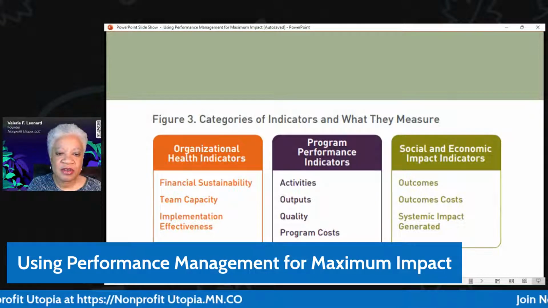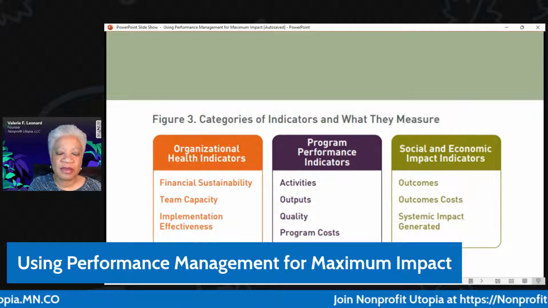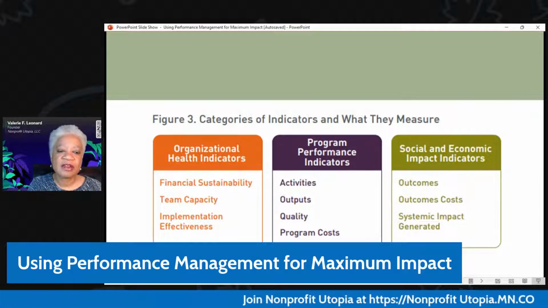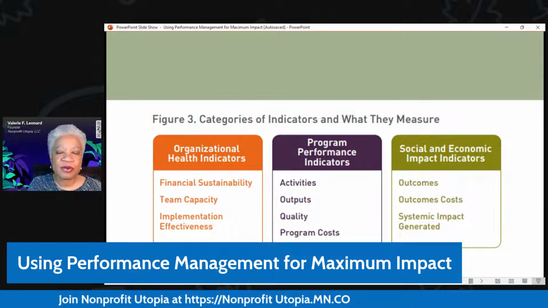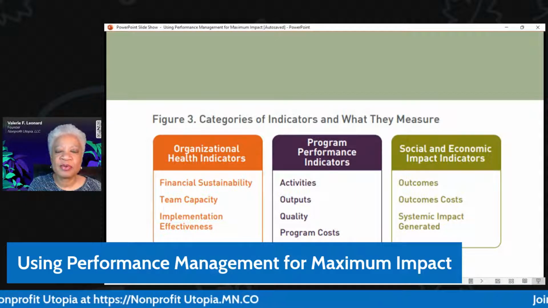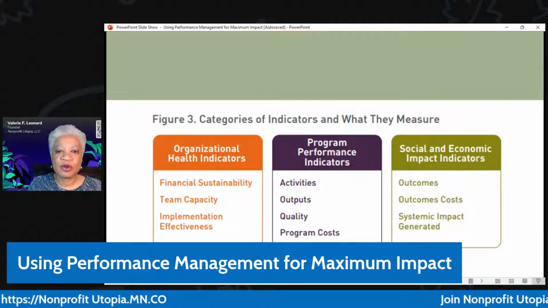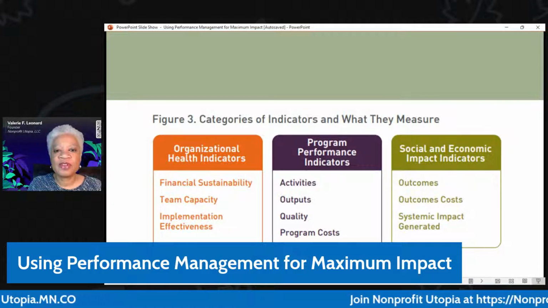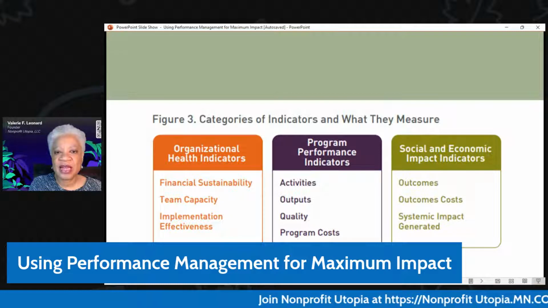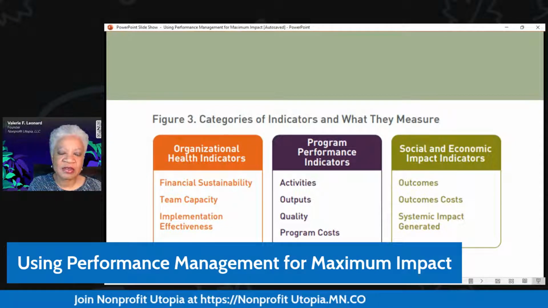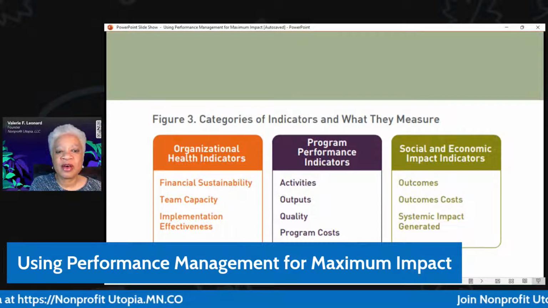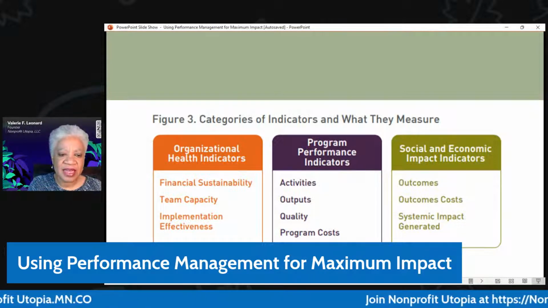All right, so here are three categories of indicators and what they measure. The first category is organizational health. And in this category, you'll see things that help you understand whether or not you're going towards financial sustainability. And if you're not, they will also help you to make the correction, right? So these will be things like revenue projections, return on investment, and that kind of thing.